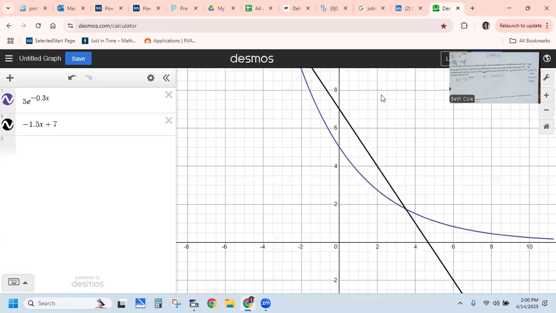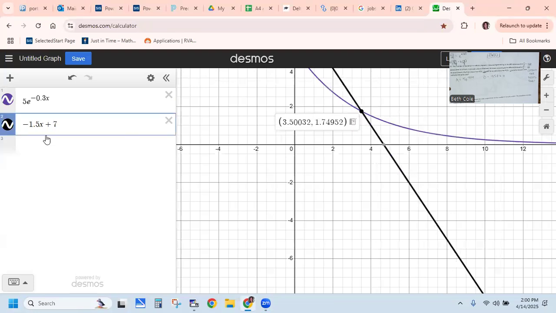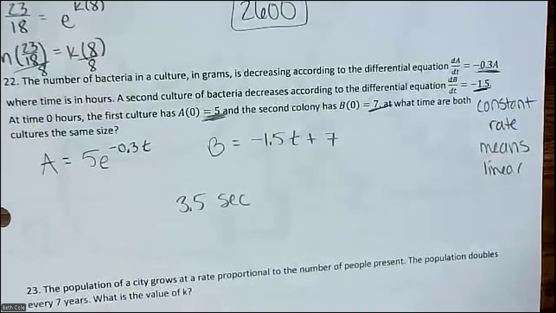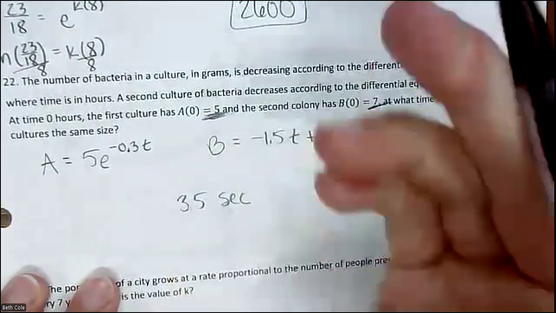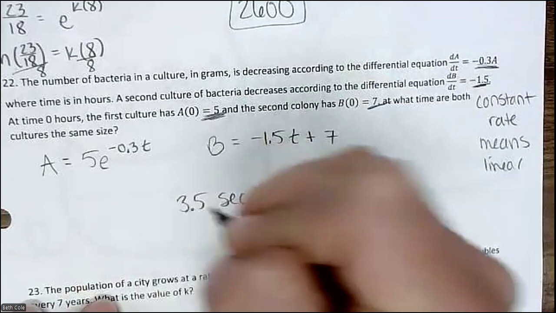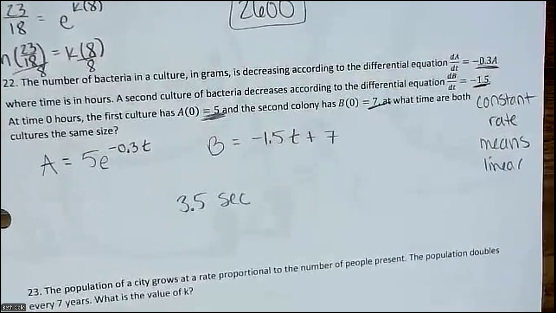Okay, now we want where they are the same. So click on that intersection. What time are they the same? 3.5 seconds. Well, the other one would be negative time, so we can't use that. 3.5 seconds. Unless you've built a time machine, you don't want the negative one. You'll bring it next time.